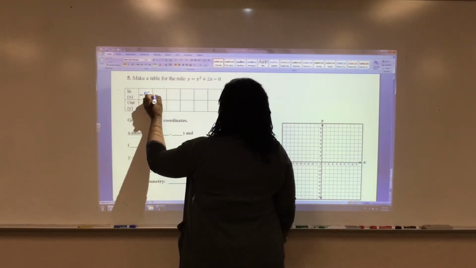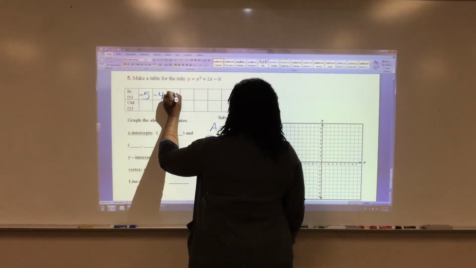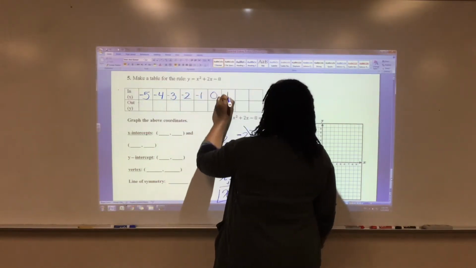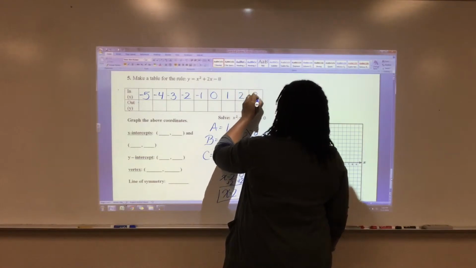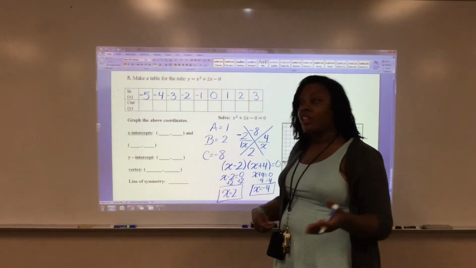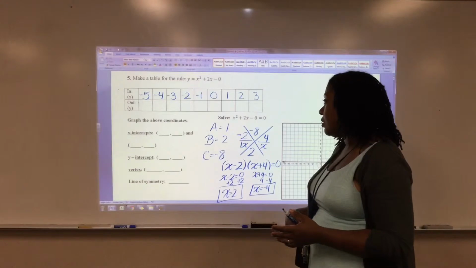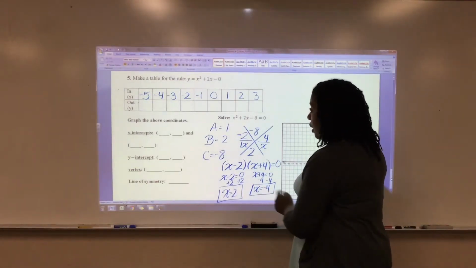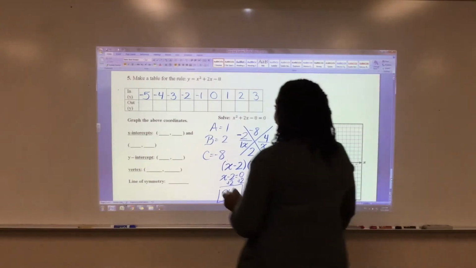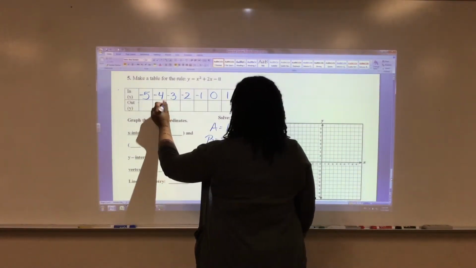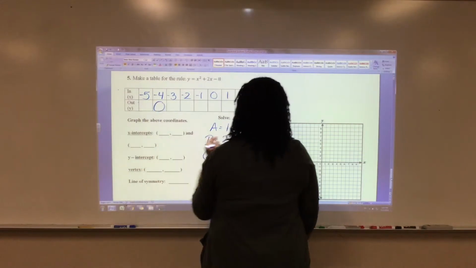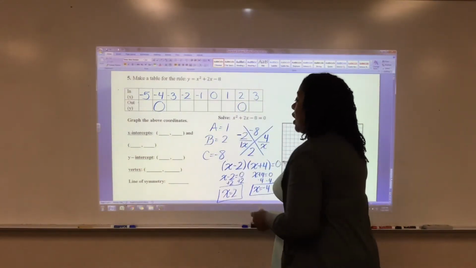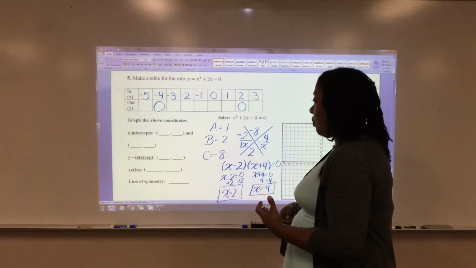So I'm going to plug in -5, -4, -3, -2, -1, 0, 1, 2, and 3. And now I have all the numbers I need to complete the process. But wait, it gets even better. Because we know that 2 and -4 are our x-intercepts, I already know at -4, this is 0. And I already know at 2, this is also 0. So my table is already starting to fill out.